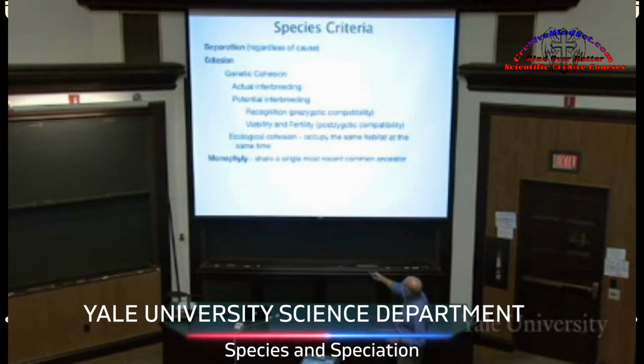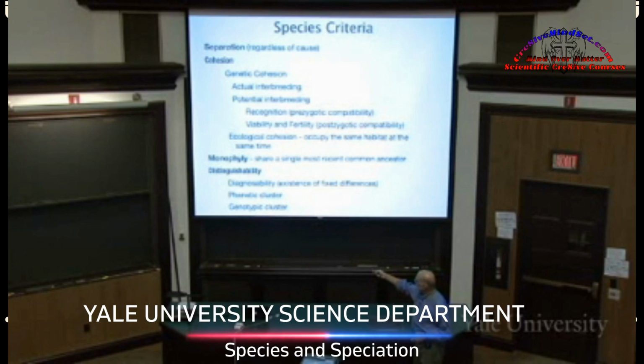So another criterion is monophyly, so they share a single most recent common ancestor, and then you can distinguish them either through fixed morphological differences or as a phenotypic cluster in phenotype space. This is a more quantitative thing than the quantum differences of distinct morphology, or they could be a genotypic cluster in a genotype space.